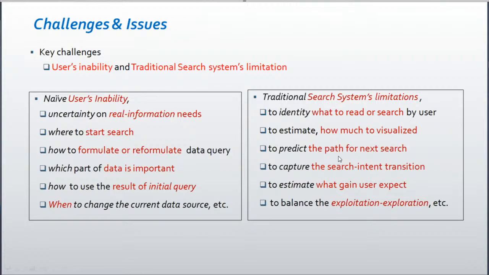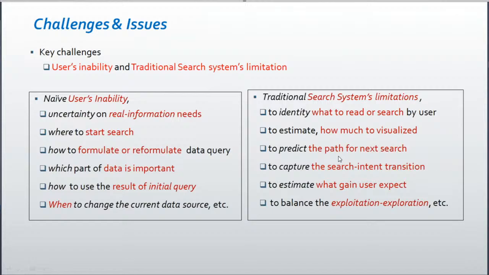And the last 2 points are important. It is important to depict what the user's information gain is, and to balance the exploitation and expansion of resources. Keeping these issues and challenges in mind, we are going a little deeper. This particular figure is important to understand the overall search process, how we are assuming and understanding the overall search process, right?